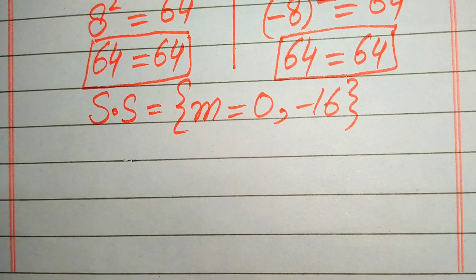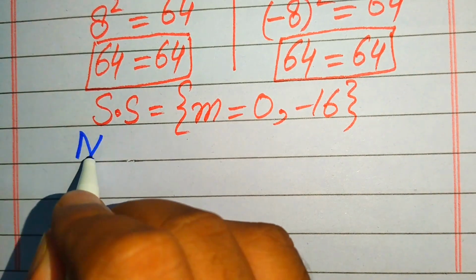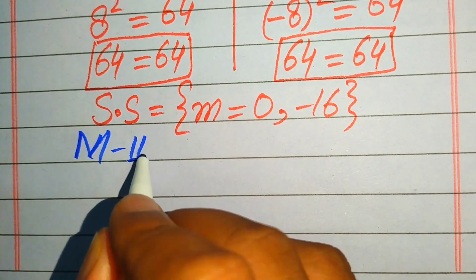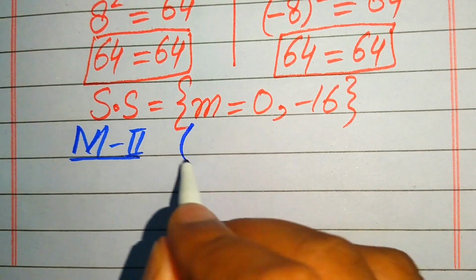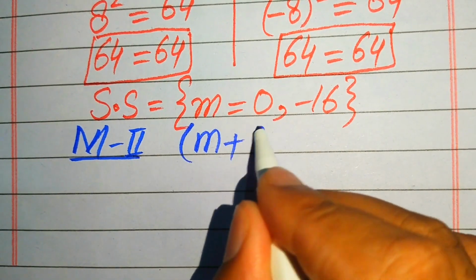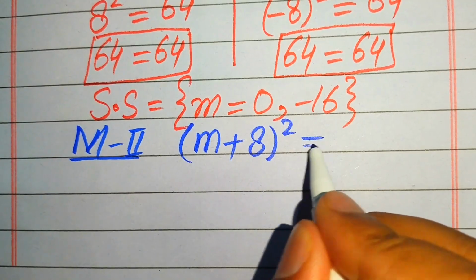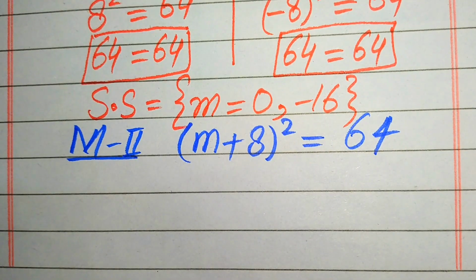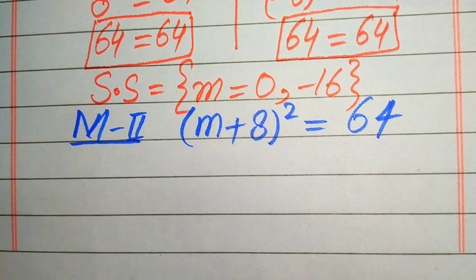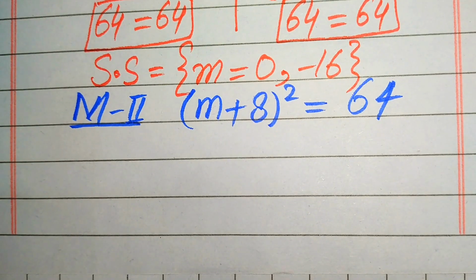And now in the next step we again solve this problem, for the second method. For the second method we need to copy down the given question statement, and the given question statement is (m plus 8) whole square is equal to 64. This is our given question statement, and here we use another technique to solve this problem. In the second method we just use the square root technique.